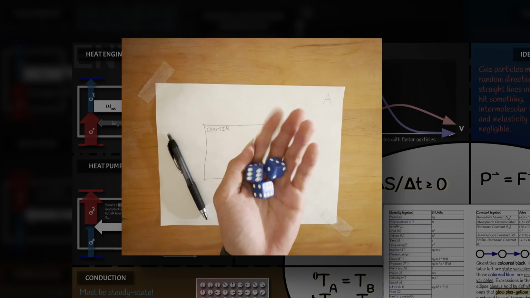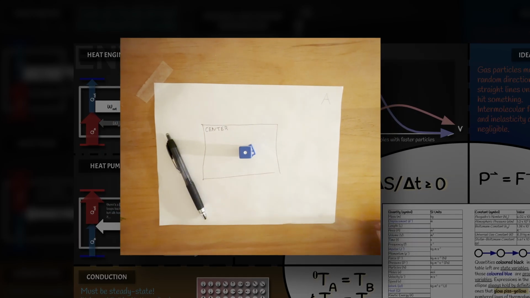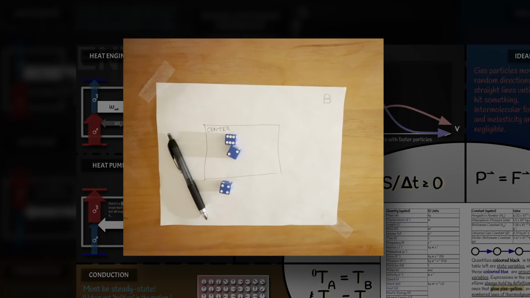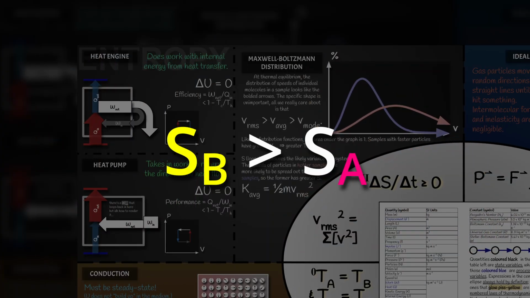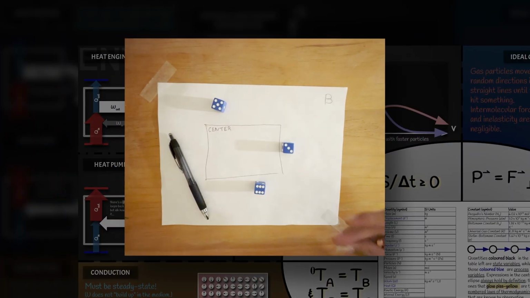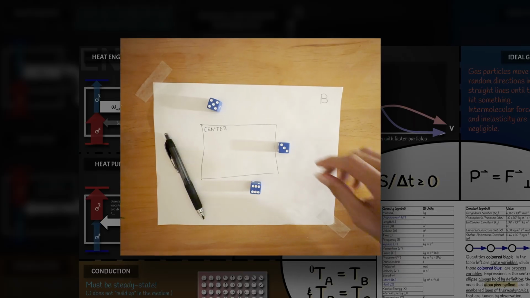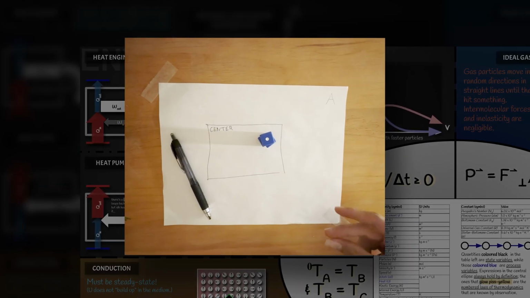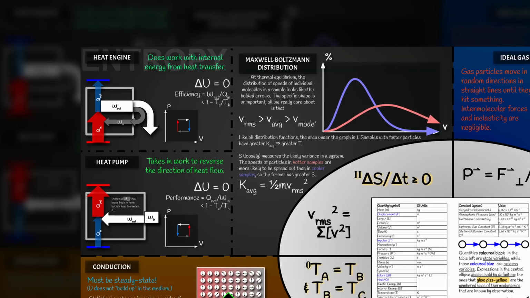Okay, take a set of 3 dice. In system A, all 3 are in a single stack near the center of my desk, while in system B, they're scattered all over the place. System B has more entropy, because although we don't really have much information about either system, system B can mean a ton of very different configurations, while system A has relatively few. And this is how we analyze systems of actual matter.